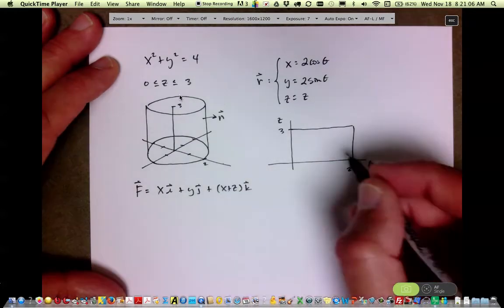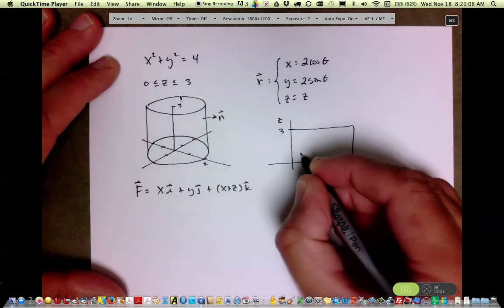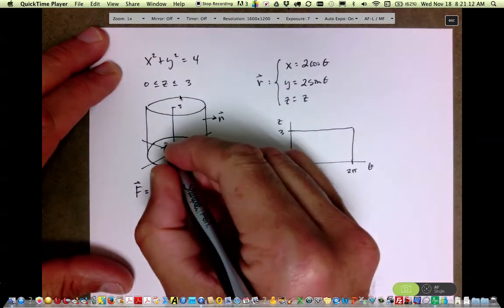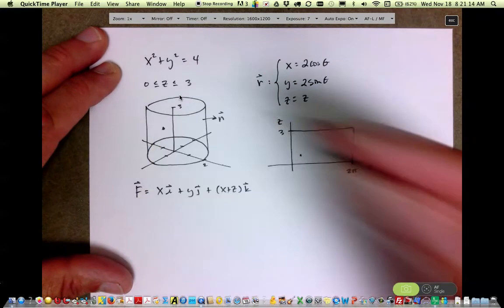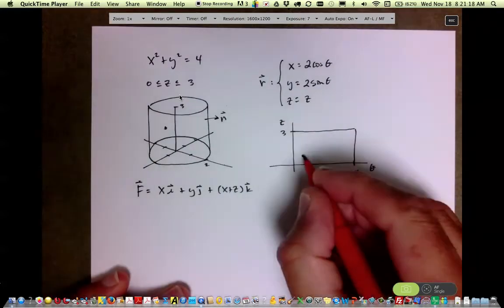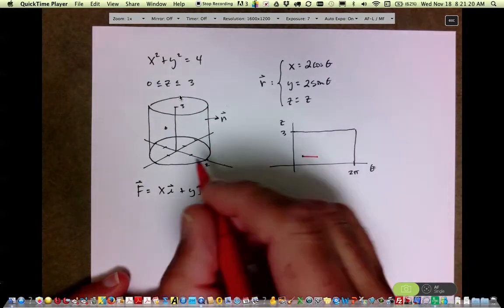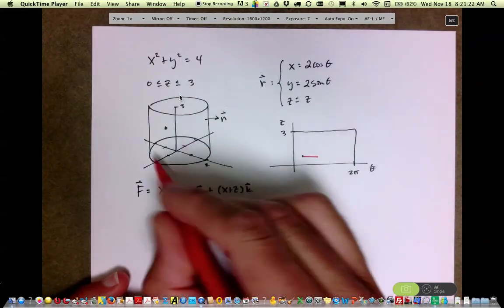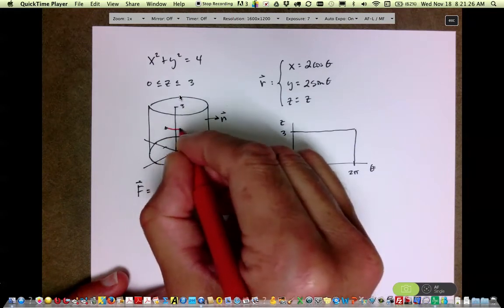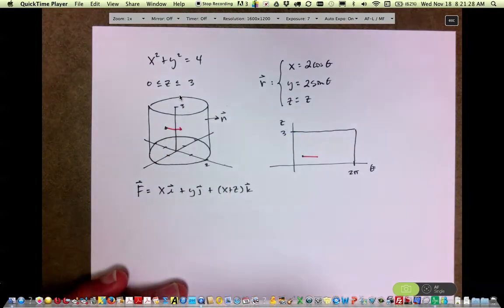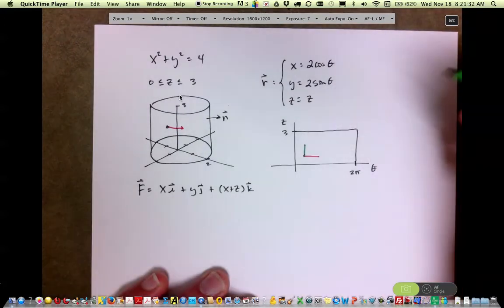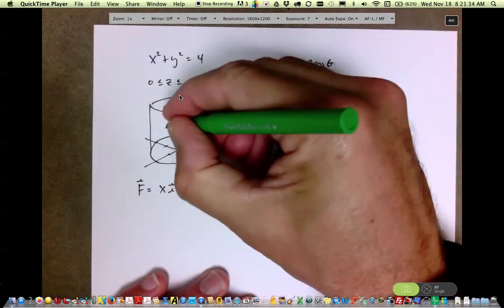Okay, so like we did before, let's think about a point that's on the surface. That's going to correspond to some point on this plane. Again, we want to think about what happens if we move in the theta direction. Theta goes around counterclockwise, so as theta increases this point would move in that direction. And as z increases, we move up in this plane.